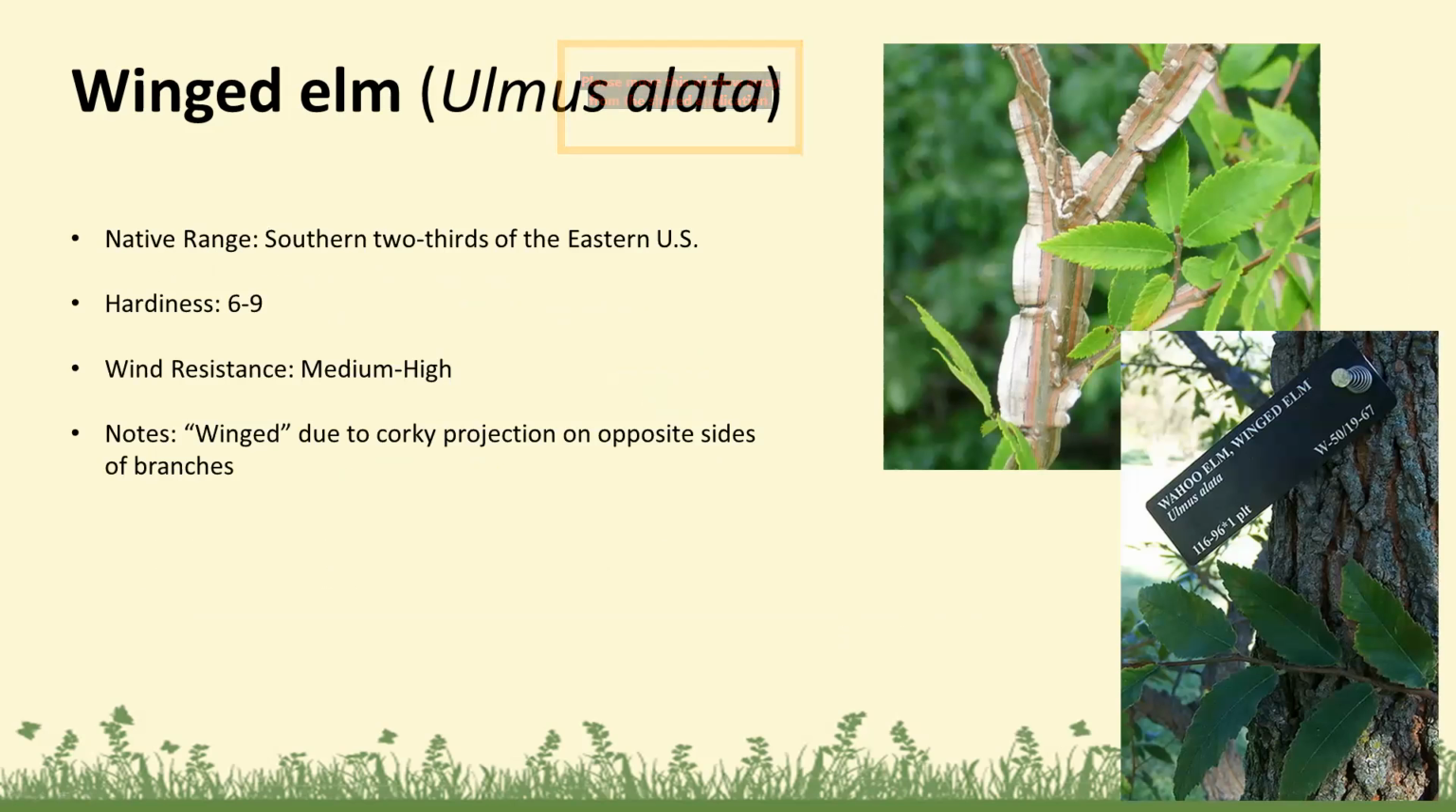The native range is the southern two-thirds of the eastern United States. Hardiness is 6 to 9, and it has very high, medium-high wind resistance. Most of the elms hold up pretty well, well, besides Siberian elm, under most conditions. And this is why the plant is called winged elm: because of these corky projections that it forms on the ends of its branches, that basically look like a wing.